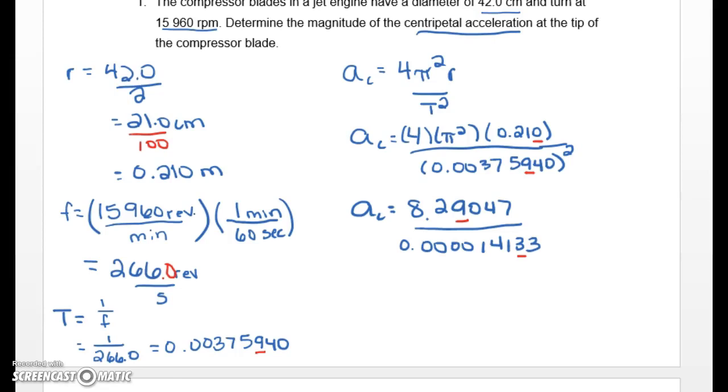Hey everyone, welcome back to our centripetal force lesson. Here we are going to finish up this lesson. We have to finish up this question and one more, and then we are done this lesson.